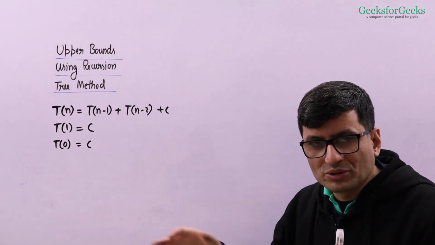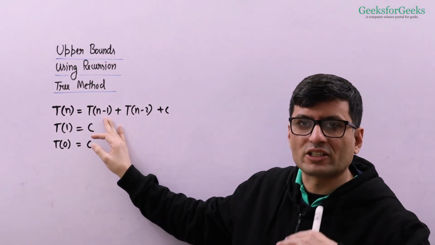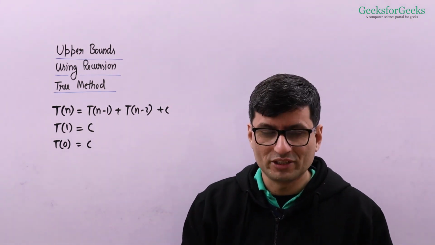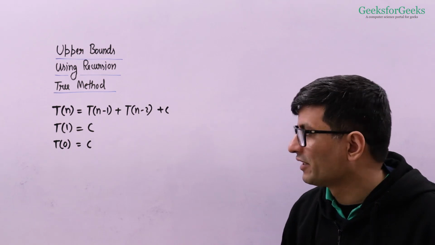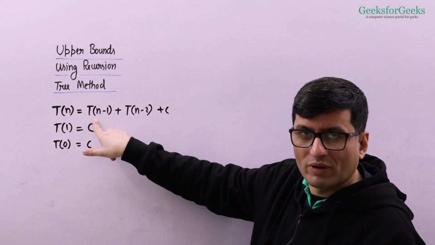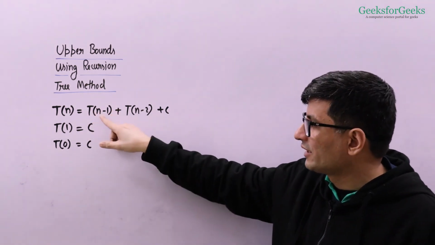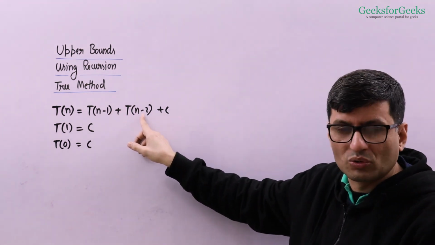See, whenever you see a recurrence where one term is changing at a different speed and the other term is changing at a different speed, then you can get an upper bound only using recursion tree method, right? Because doing exact computations might be difficult. So why are we getting an upper bound here? See, if you draw the recursion tree of this, what will happen? It's being reduced 1, 1, 1 at a time. It's reduced 2, 2, 2 at a time.